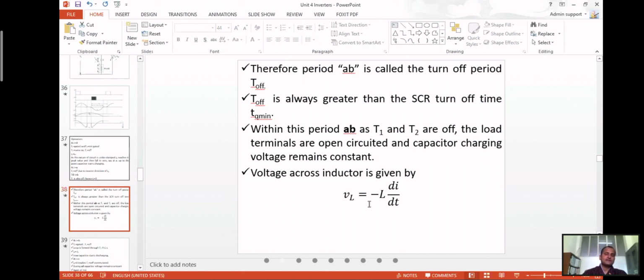Now, if you try to find the voltage across the inductor, the commutating elements being C and L, the voltage across the inductor will be equal to minus L di by dt. This is the common equation.